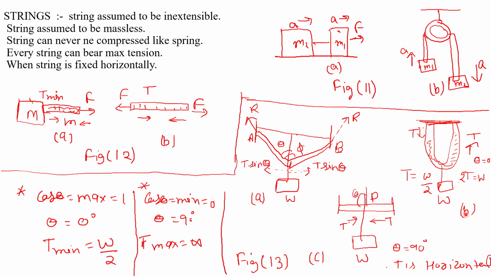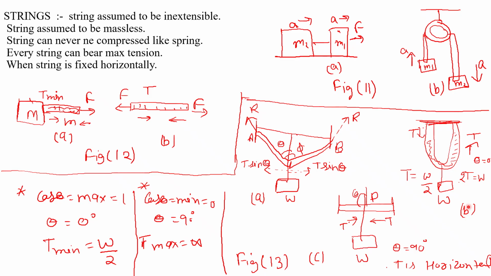Next, we see here in figure B, as T is equal to W over 2 cos theta, tension in the string will be greater, equal or lesser than load W, as cos theta is lesser, equal or greater than 1 by 2. That is, theta is greater, equal or lesser than 60 degree or pi by 3 radian. So tension in the string can be lesser, equal or greater than load depending on theta.